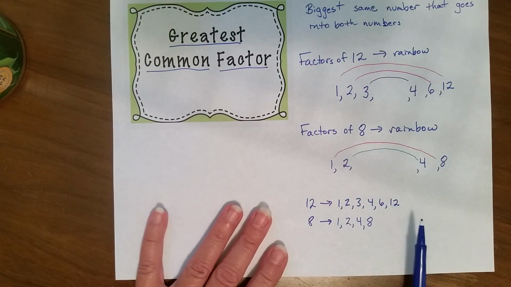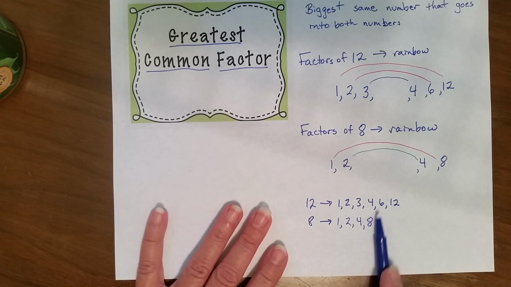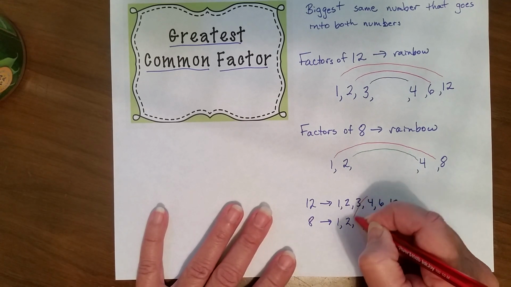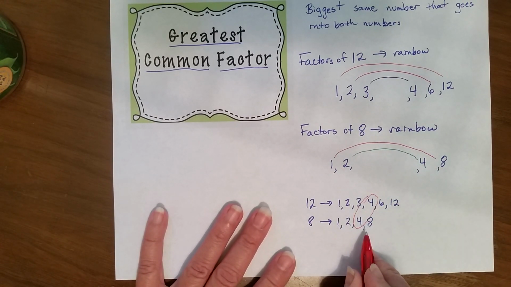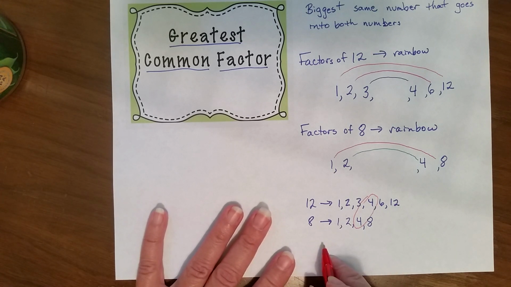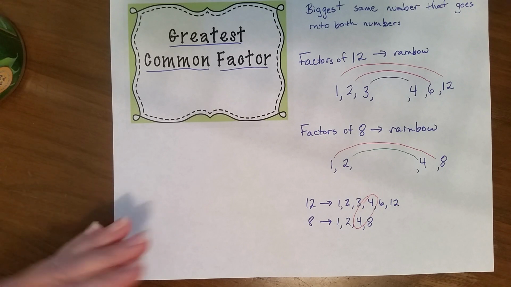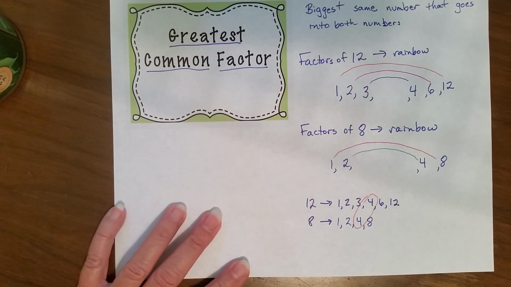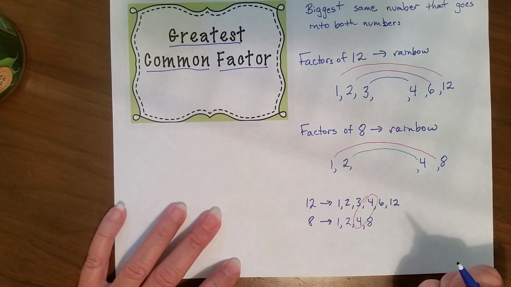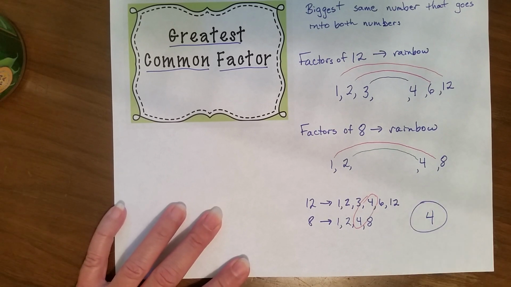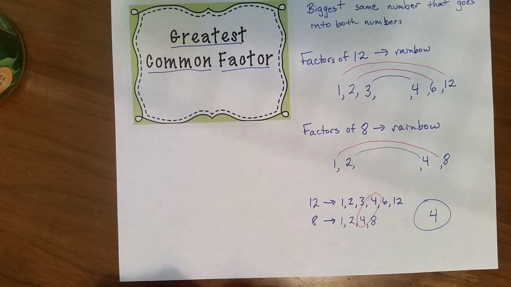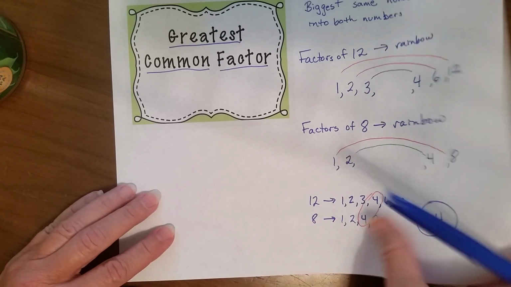So the biggest same number, do they both share a 12? No. Do they both share a 6? No. Do they both share a 4? Yes. Do they both share an 8? No. So the biggest number that goes into both of them is 4. So 8 and 12 are both divisible by 4. So the greatest common factor, which again is the biggest same number that goes into both numbers, is 4. So our answer would be 4. It goes into both of those, and it's the biggest number that goes into both of those. Okay, let's do a couple more.